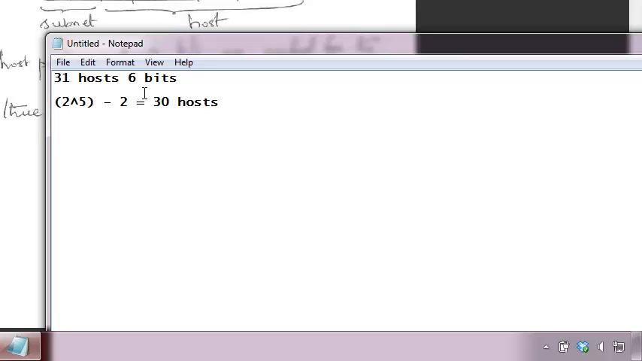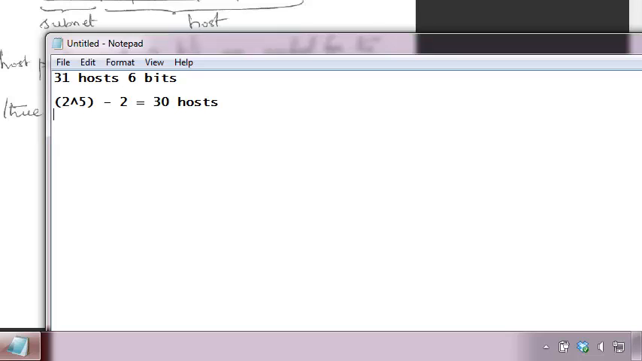Alright, so this negative 2 again refers to what? Having all the host bits 0 or 1s. Okay, now to support 10 hosts, how many bits do we need?